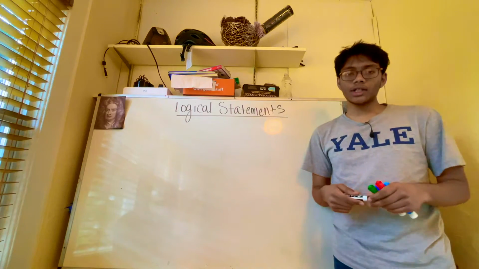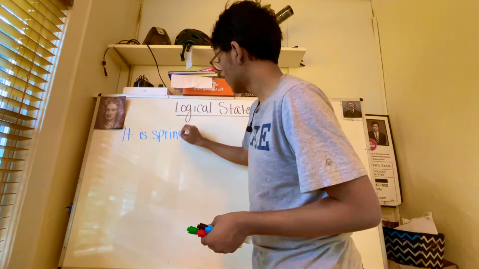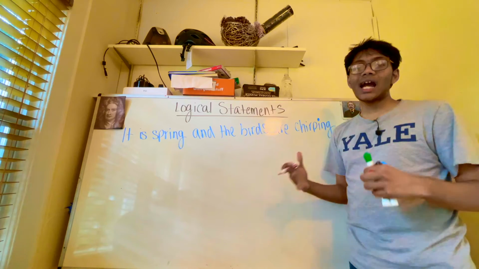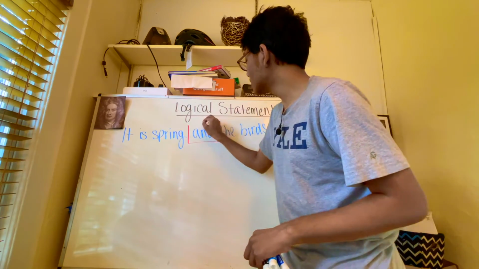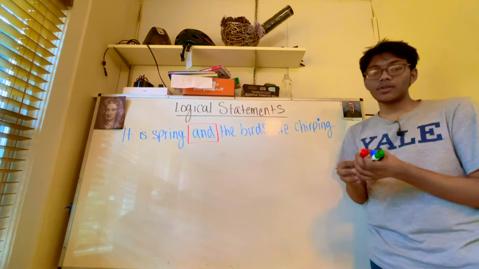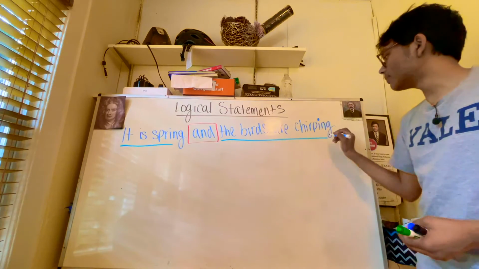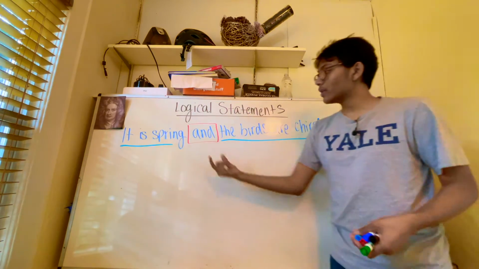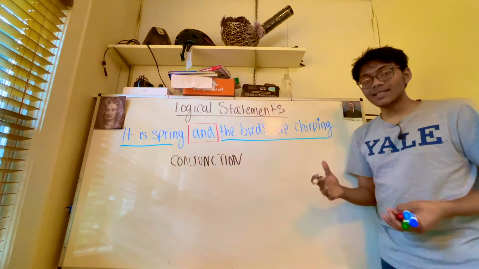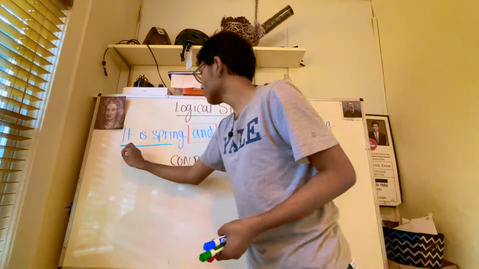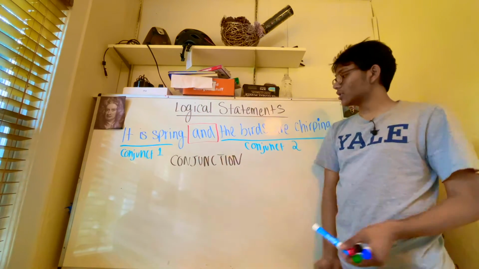So you can actually connect logical statements. For example, you can say it is spring and the birds are chirping. Alright, so this logical statement is actually a compound logical statement. It's what we call a conjunction because we're combining two logical statements using the word and. So what are our two logical statements here? Well, we're saying it is spring and we're saying the birds are chirping. So this is statement one, this is statement two. We connect them using and, and this is called a conjunction. Now each statement in the conjunction is called a conjunct. So conjunct 1 plus conjunct 2 using the word and as the connector creates a conjunction.